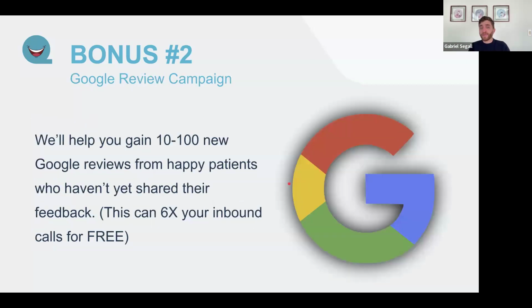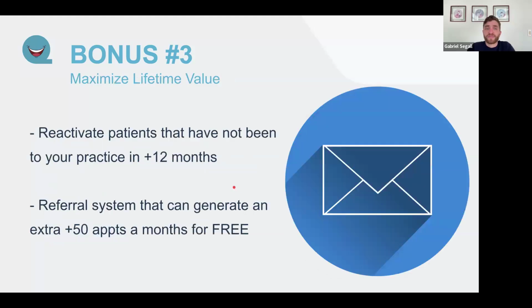The second thing is I'm going to help your practice gain between 10 and 100 new reviews on Google from happy patients that haven't shared their feedback. And this alone can 6x your inbound calls for free. Remember how we talked before that one of the biggest problems with a broken system is that you depend on 1 or 2 channels like referrals and word of mouth. Now you're going to have ads in place in multiple channels. Each one is already a new lead generation channel. Now you're going to get more inbound calls through Google because when you improve your reviews and when you optimize your page, that gets you more inbound calls and more people clicking on your website and scheduling appointments.